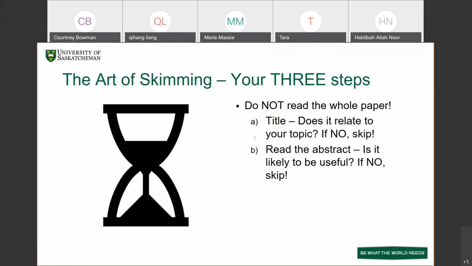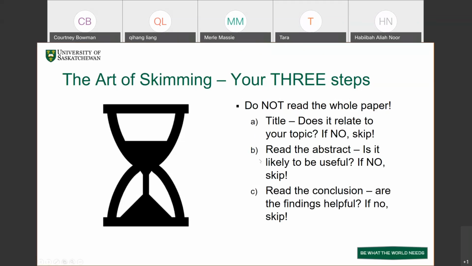Second is read the abstract. Is it likely to be useful? So that's your second step. So if you think you've read the title and you're like, okay, yeah, this maybe could work, go ahead and read the abstract. Take the time. It'll only take you about 30 seconds to a minute, so it's worth your time. Read the abstract. Is it likely to be useful? And you're like, nope, the abstract is totally not what I thought the title was going to be. Then nope, skip. And so this is a fairly quick process.